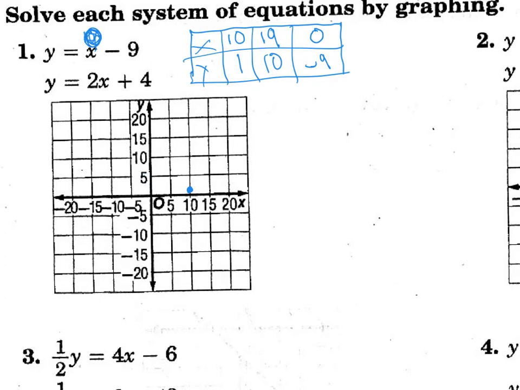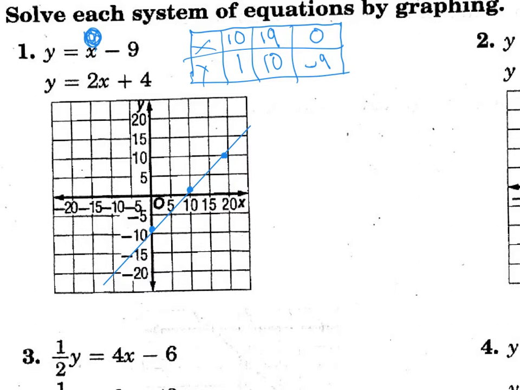All right, and then 19 x, 10 y. So 19 x would be about right here, and 10 y would be about, so not quite to 20 left and right, okay? And then 0 x, negative 9 would be about right here. So that should give us enough to make a pretty straight line. So there's our line going through those dots.